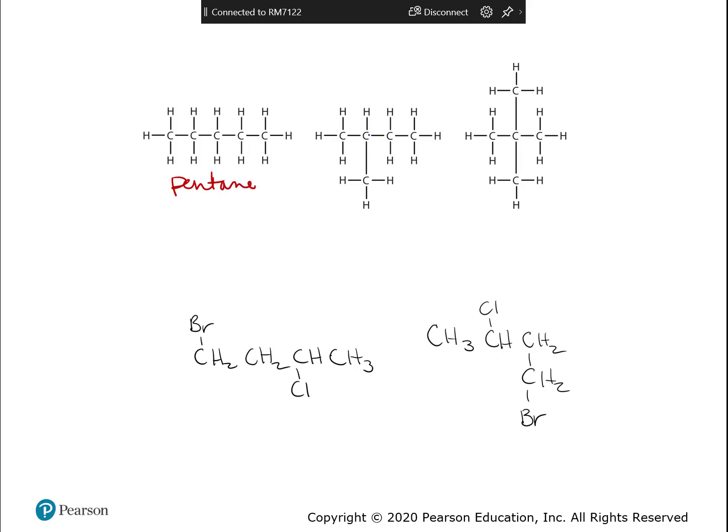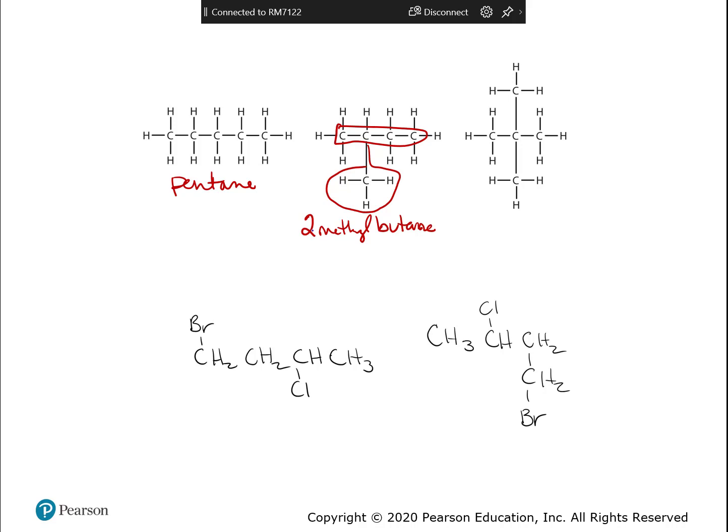5 carbons, see here, 1, 2, 3, 4, 5 carbons as well. But it's not pentane, it's a butane. Do you see that the longest carbon chain is 4? And this group hanging off is a methyl. And it's hanging off a carbon number what? 2. I would count from the left because that would be 2. So this is 2-methylbutane.